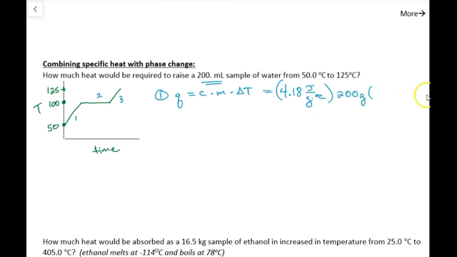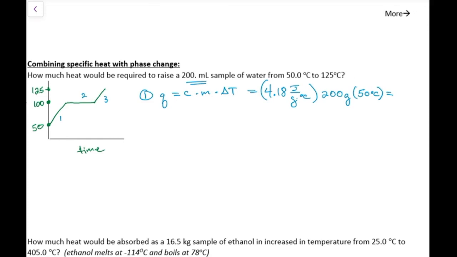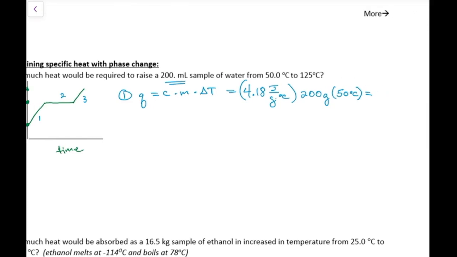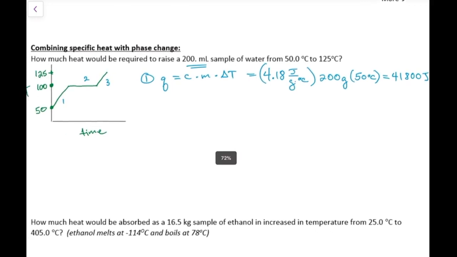And then don't do the full delta T. In other words, don't go 125 minus 50. We're just talking about step 1. So you would do 100 minus 50. So that is a 50 degrees Celsius temperature change. Okay. And if I multiply that out, I should get about 41,800 joules. Okay. That's the first step.